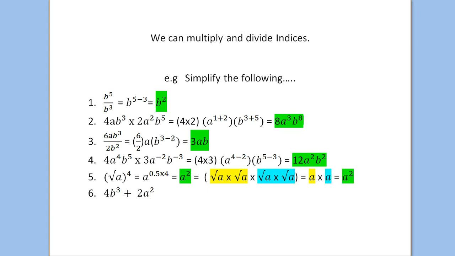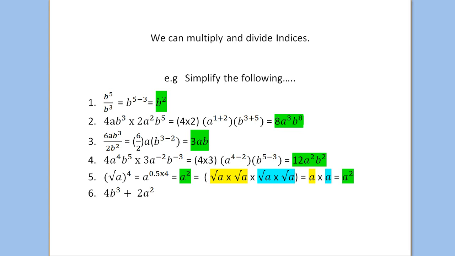But for now, the square root is a to the half, and then we're raising that all to the power of 4. So we just multiply the indices. So it's a to the half times 4, which is a squared. An alternative way of tackling this would be to write it out in full. So you'd have root a multiplied by itself 4 times. Root a times root a times root a times root a.